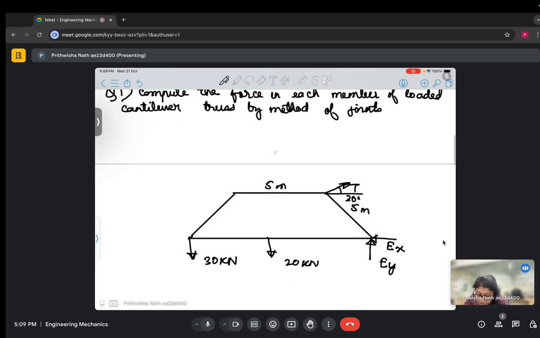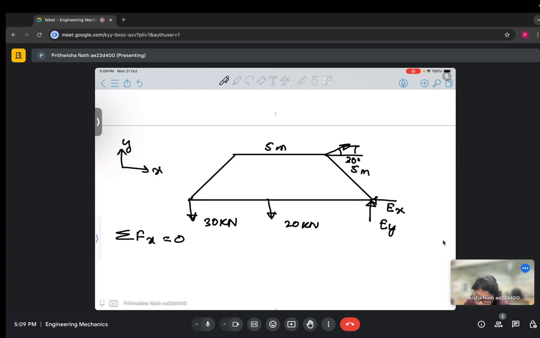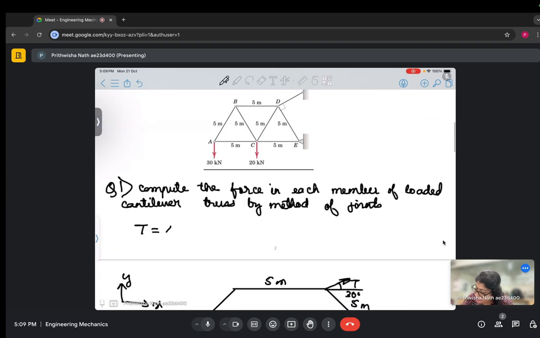Now from the free body diagram, now this is the reference axis. Now Fx equals 0. So what can we write? And tension is given as 80. Sorry, we need to calculate tension. It's not given in the question. So first we need to calculate tension.